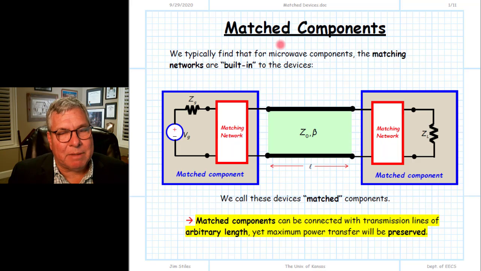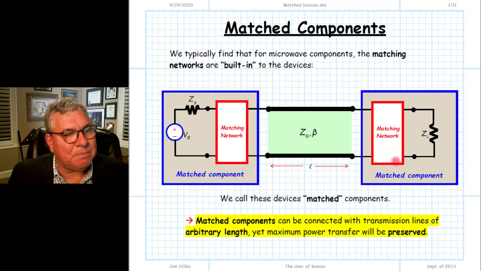In radio engineering, microwave engineering design, almost all of the devices that we will use will be matched devices, matched components. So what is a matched component? If we look inside the device itself, it's one whose port impedances are numerically equal to Z0. Now, it's more complicated than that, but we'll start with that as a first approximation.